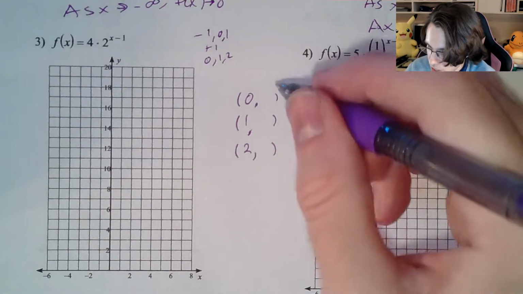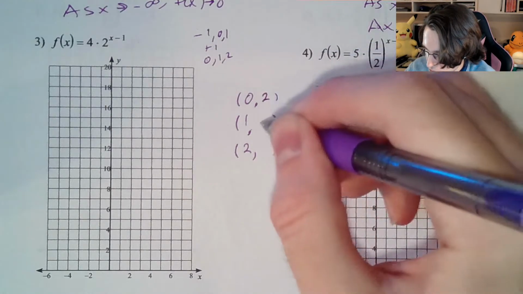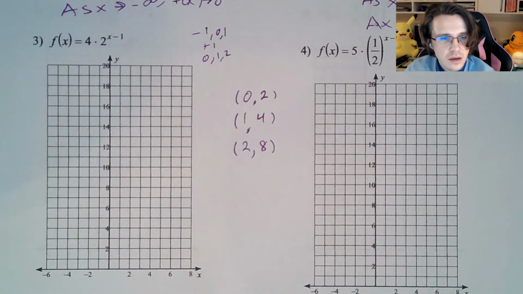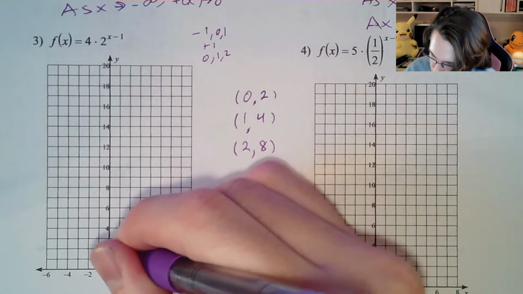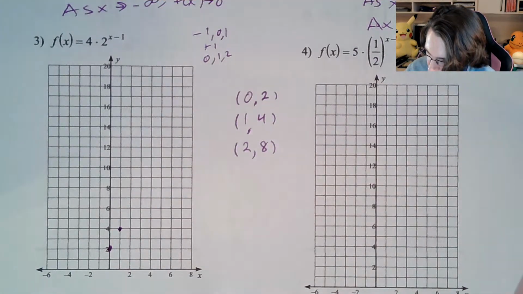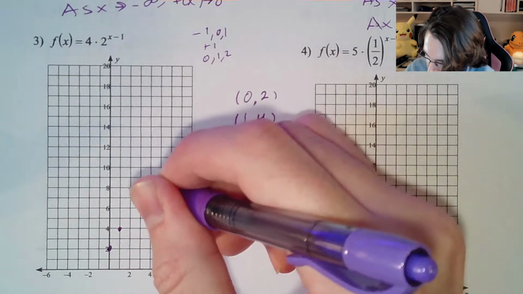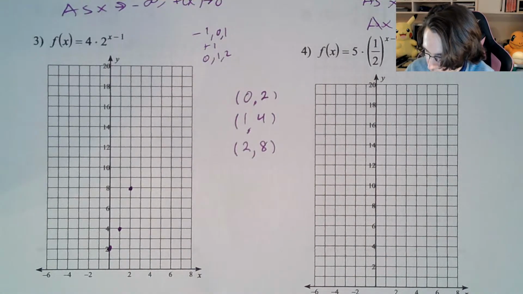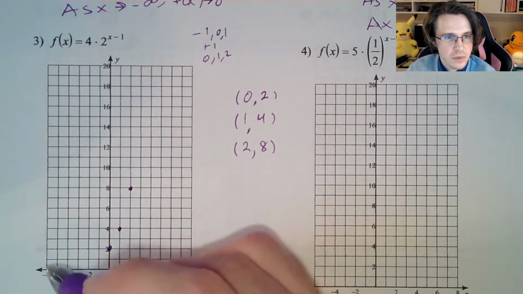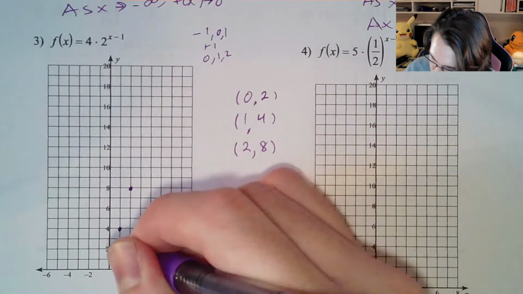Anyways, if you plug in 0 in this particular question, you'll get 2. This one you get 4, and here you'll get 8. And make sure I did that right. Yeah. All right, so you got 0, 2. We have 1, 4, and we have 2, 8. And yet again, hopefully it has an obvious enough shape that we are kind of going up like so.